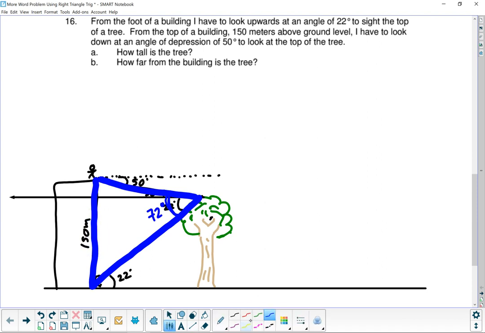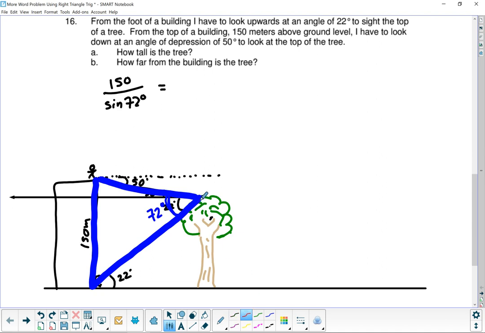So we have 150. Okay, let's start at the top. We have 150 over the sine of 72 degrees is equal to, right? And then what are we trying to find out? How tall is the tree? How far is the tree from the building?